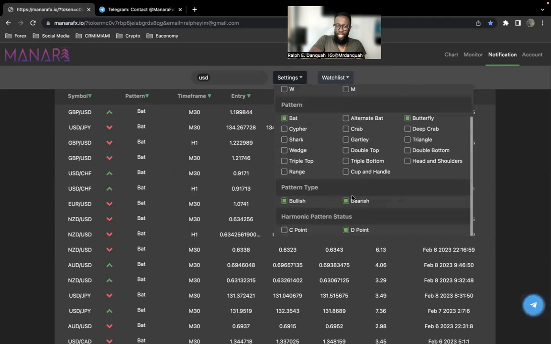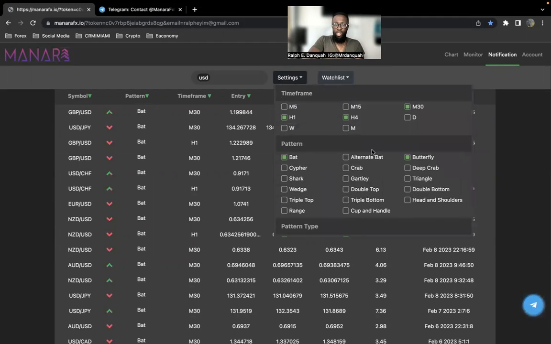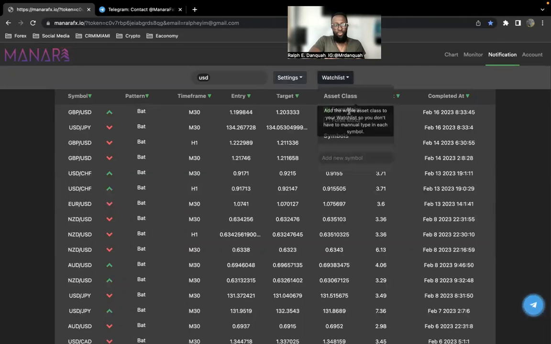The same settings that you set on the monitor, you can set here as well. Now the watch list, there's only two: Forex major and Forex minor. At this point, we don't have the ability to change which pairs we want to see. So we are going to see all the Forex majors, or if you want the minors as well, you can press that. But I like majors. So that's the basics of Manara.